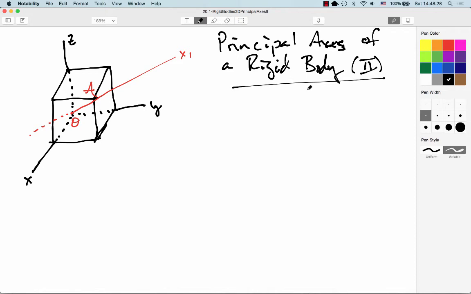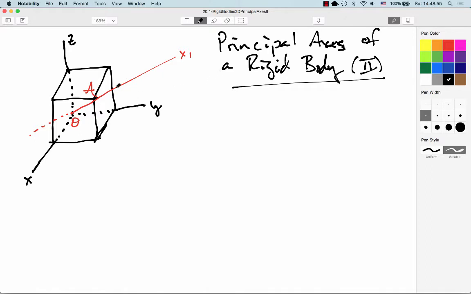Okay, so in the last video we started finding the principal axes for a rigid body, and we found that we could certainly do it by finding the eigenvalues and eigenvectors of the moment of inertia matrix. But as you can also get a sense, that can get kind of tedious. It's often the case that we can use symmetry to find some shortcuts.